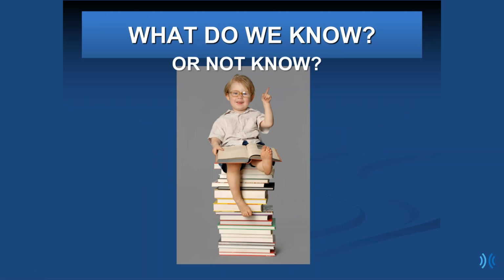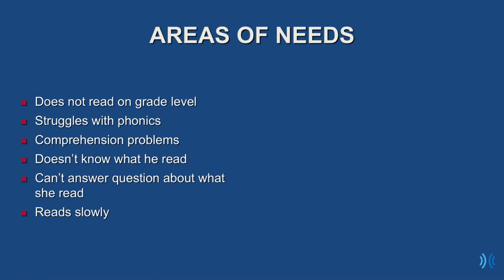All righty, first question, what do we know? And as I said earlier, or not know. And if we don't know something, we have to assess it. These are things that are told, for example, and I picked this up in a variety of places, IEP meetings and reports: does not read on grade level, struggles with phonics, comprehension problems, doesn't know, and so on and so forth. Not very helpful, and not examples that help us understand the area of need.